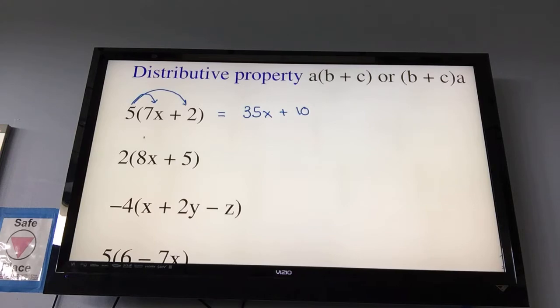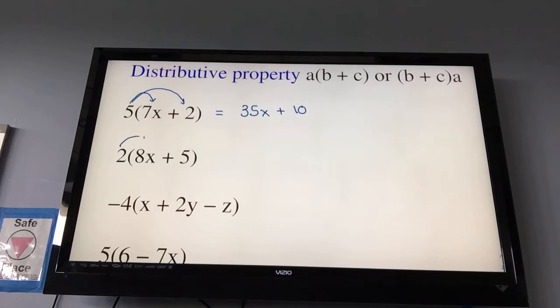So when you do the multiplication, if it comes up positive, then you put a plus sign. If it comes up negative, then you put a minus sign. After you distribute, please make sure to look for like terms. There are no like terms there, so we're finished. Positive 2 times positive 8x is positive 16x. Positive 2 times positive 5 is positive 10. And again, we look for like terms, which there are none, which means we are finished.